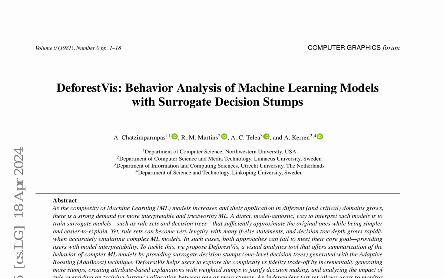Further research is needed into incorporating a feedback loop that refines the target model based on surrogate threshold adjustments. This research paper presents the development of a visual analytics tool, DeforestVis, designed to provide insights into the behavior of machine learning models by leveraging surrogate decision stumps.